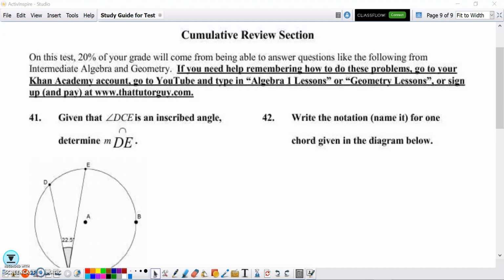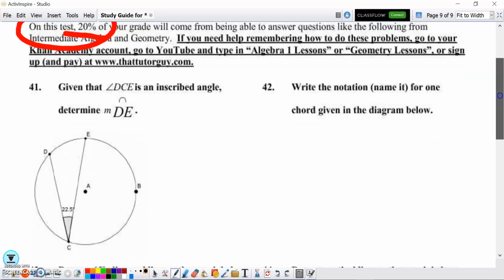Hello, ladies and gentlemen. Let us do the last part of the study guide, the cumulative review section. Please make note that on this test, the cumulative review will be worth 20% of your grade. It will be that way all year long, so make sure you know the study guide's review section. If you do not know, you need to ask questions.